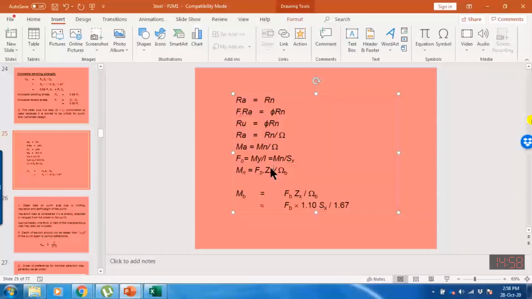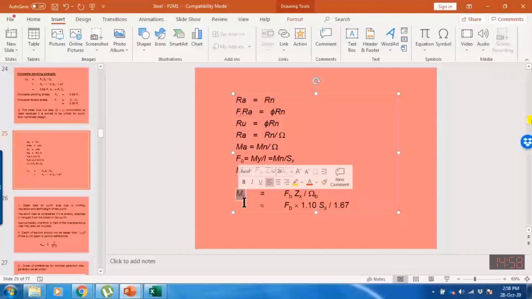And we assume that Zx is difficult to determine. So Zx is equal to 1.1 Sx, or it is 10% more as compared with the Sx, the elastic section modulus. So our equation will become this one. Mb is the bending moment which is acting on a beam or on a purlin due to service load.